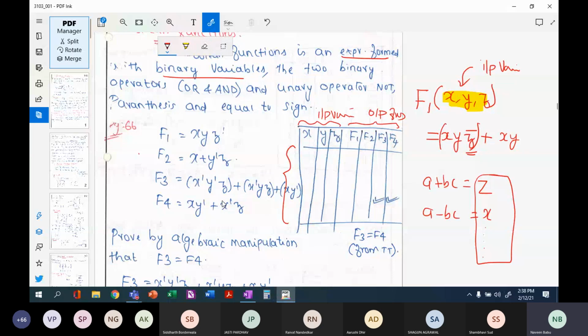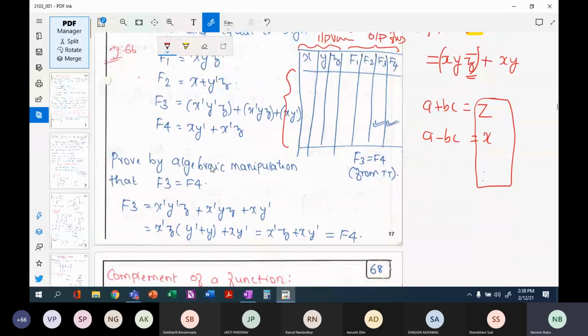Here also you can prove that f3 and f4 are the same, and the best way to prove it is by a truth table. Obviously, by looking at the two expressions F3 and F4, you cannot say that both are the same. The truth table is a more powerful medium that will help you see that F3 and F4 are the same. There is also a way to prove using algebraic manipulations, which is slightly complex, but let me give you the proof.